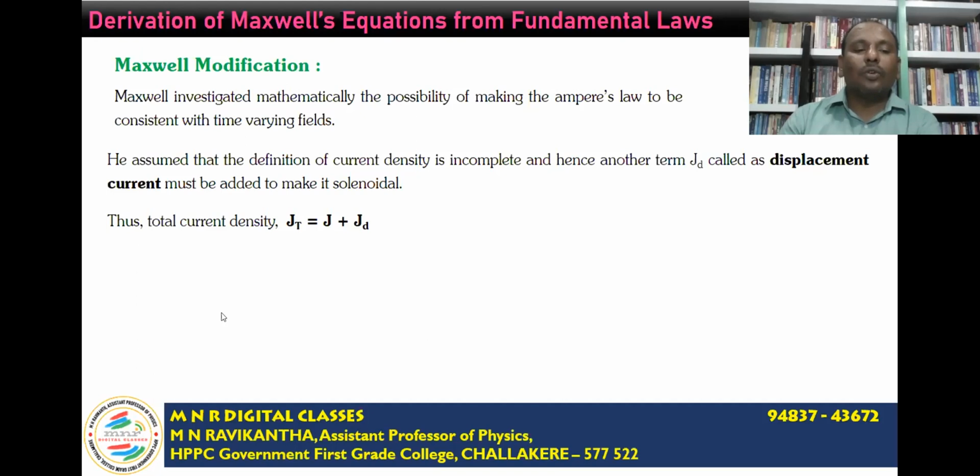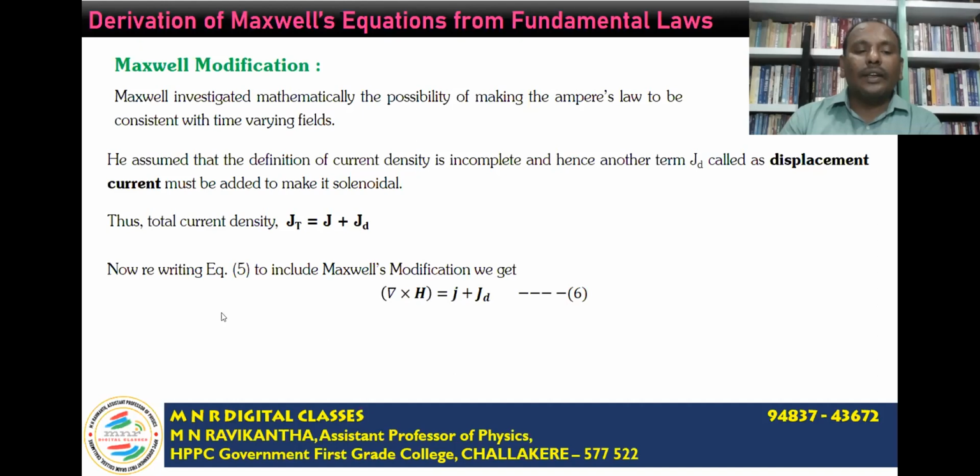So mathematically, the total current density Jt is equal to J, the first term, which is due to conduction charges or conduction current, plus Jd. This is called the displacement current density. It arises due to time varying fields. So rewriting equation 5 to include Maxwell's modification, we get del cross H is equal to J plus Jd. J is the conduction current term, which holds good for steady currents. Maxwell's second term includes the time varying fields in addition to static fields.